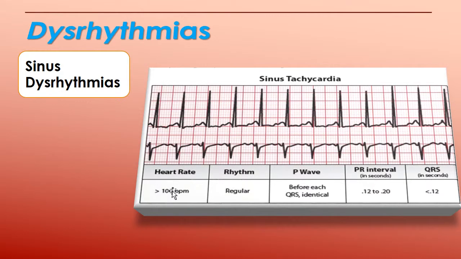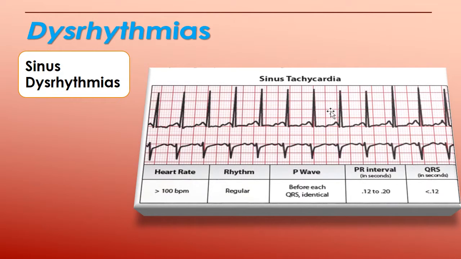Anytime it goes greater than 100 beats per minute and it's firing this way and the rate is regular and there's a QRS between that is identical between each firing, and the PR interval is normal and of less than 1.2, then it's going to be termed sinus tachycardia.